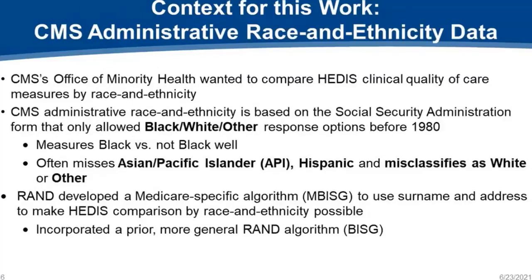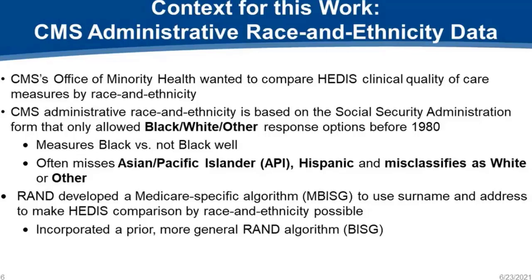So the context of the current work is trying to better understand CMS administrative race and ethnicity data. The MBISG was developed because the Office of Minority Health within CMS was interested in comparing HEDIS clinical quality of care measures by race and ethnicity. And the original CMS administrative race and ethnicity data comes from the Social Security Administration, and anyone who last filled out a Social Security card before 1980 was only offered the options of Black, white, or other.